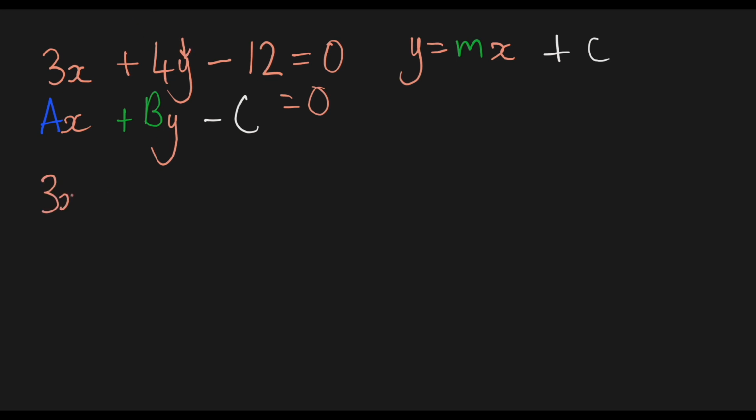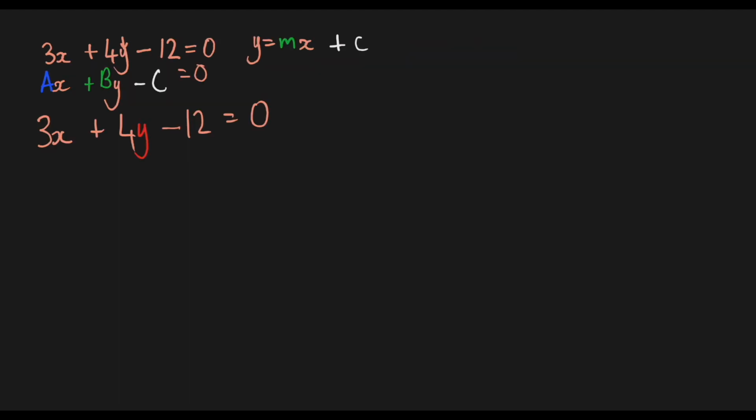So what we're going to do is try to make this y here the subject of the formula. So we have 3x plus 4y minus 12 is equal to 0. We need to make y the subject. The first thing we could try to get rid of is this minus 12. So we're going to add it to both sides because that's the opposite of minus 12. Once we add it to both sides, we'll end up with 3x plus 4y is equal to 0 plus 12, which is basically just 12. So then we'll have 3x plus 4y is equal to 12.